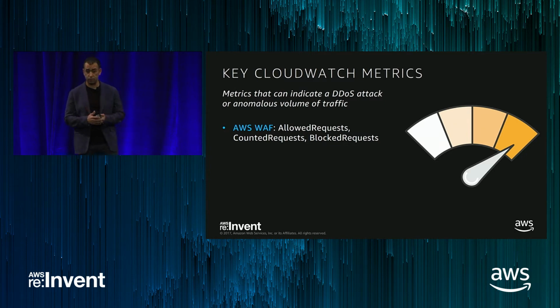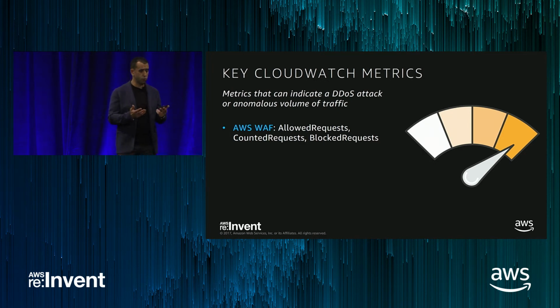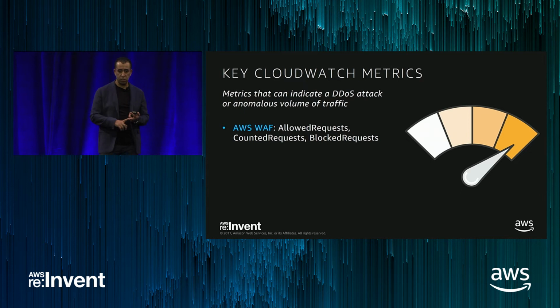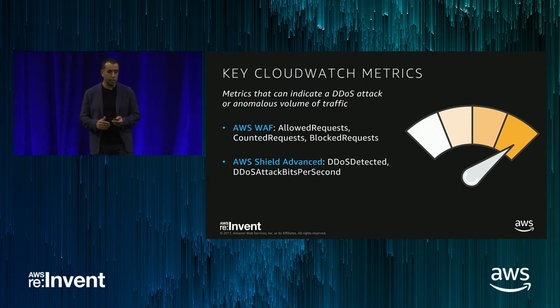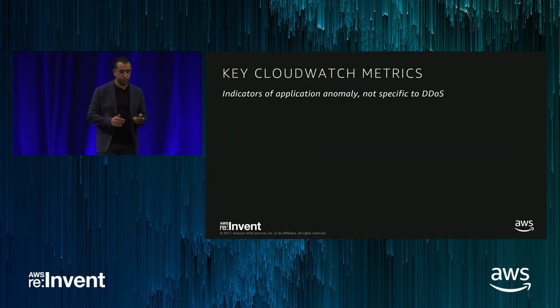So we look at DDoS metrics such as those that my colleague Jeff showed. Basically, you have two there: DDoS detected, yes or no, and then the bits per second. These are the key metrics you want to start looking at.